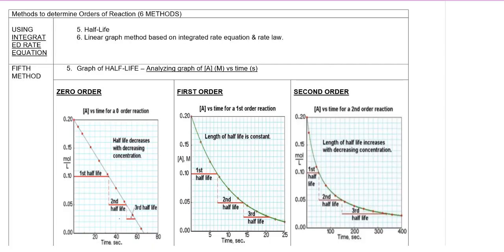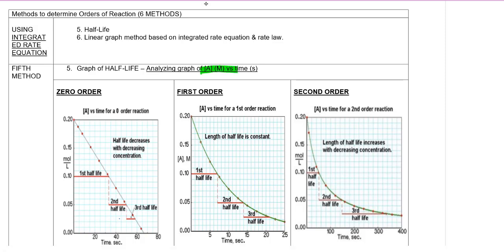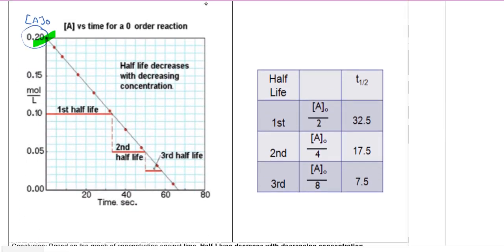Okay, so another method to determine order of reaction is using graph. There are two ways to determine order of reaction using graph. The first graph is a graph of concentration versus time. From the graph of concentration versus time, we need to find several values of half-life. So we plot a graph of concentration versus time, and then we find several values of half-life. Okay, so this is the first example.